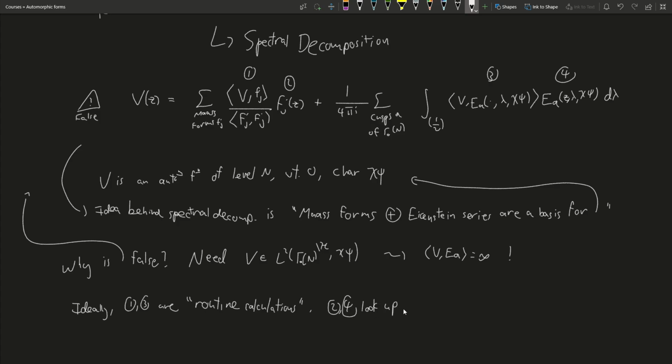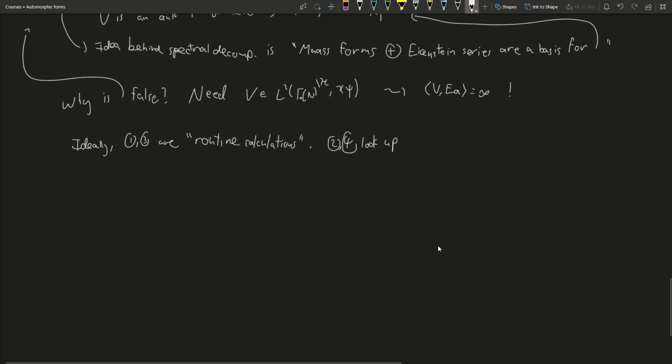In particular, ultimately, what we want from this expression is to find the kth Fourier coefficient. So this is going to be some Maass form. You can write down its Fourier expansion however you want, and then for the Eisenstein series, you can just go find in the literature what the Fourier expansion is. But we need to solve this problem that v is not square integrable, that this inner product diverges. How do we do this?